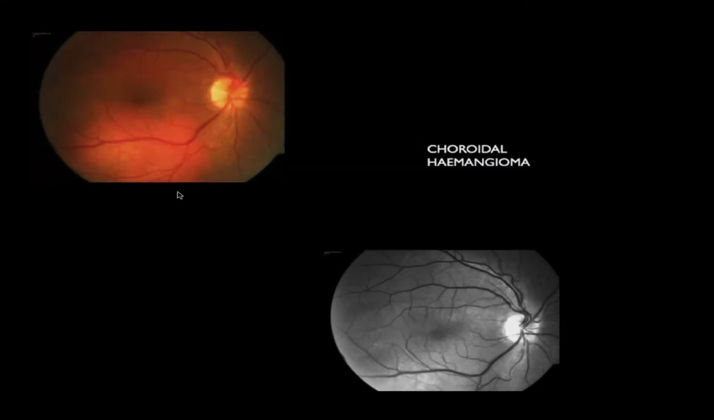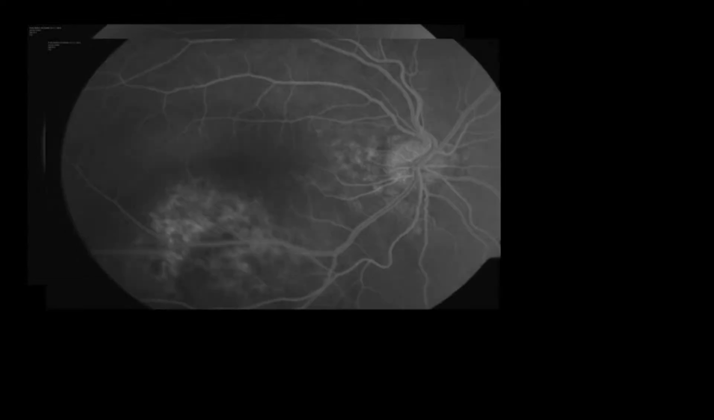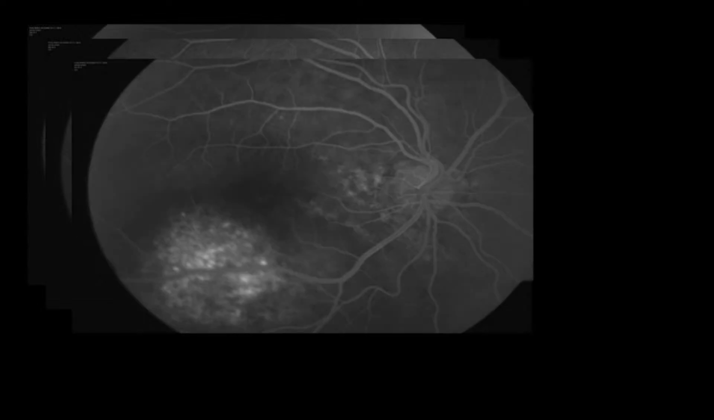Now you see this yellowish lesion over here, which should raise suspicion of a choroidal hemangioma. So again, these tumors would light up pretty early. You can see that there is hyperfluorescence in the beginning itself in the choroidal phase, and then gradually the intensity of the hyperfluorescence increases. You see the retinal circulation also being highlighted over there. It's kind of like a double circulation.